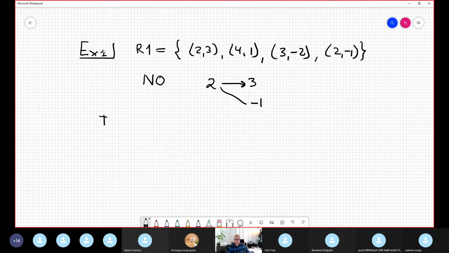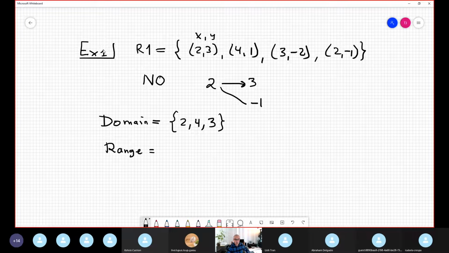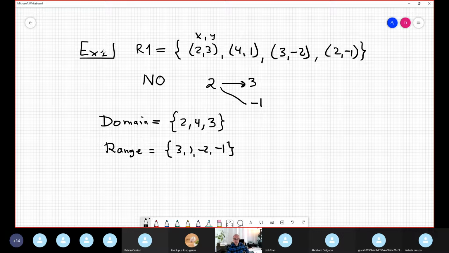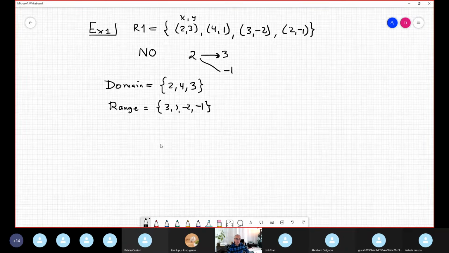And by the way, what is the domain? Domain, keep in mind this important word, is the set of the first components, that is, x in (x, y). The domain is 2, 4, 3. Repetition is not necessary because 2 is the same element. And the range is the set of values of the second component: 3, 1, -2, -1. The order is not important. This is clear. Let's see another example.